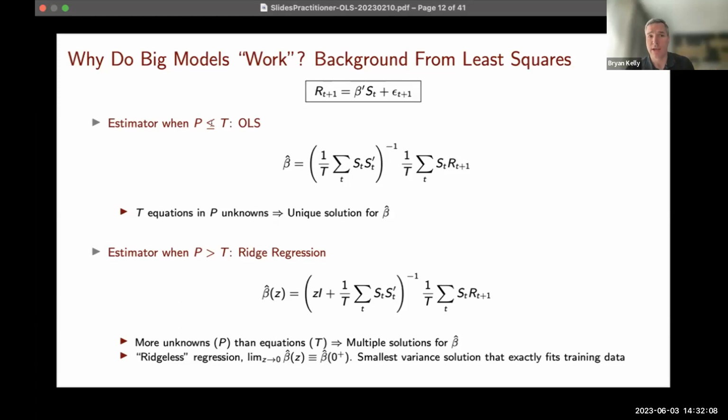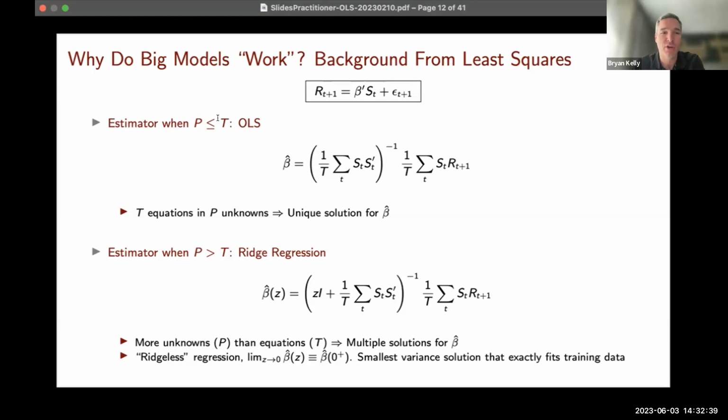In OLS, right, if we think of P being less than T, the fact that we have more equations than unknowns means that there's a unique solution for beta. And it also means that the beta is not an exact solution to the equations. There are errors, right? So this is the case where we don't exactly fit the training data. When P is less than T, we generally don't fit the training data perfectly, right? There's some residual, and there's a unique solution for beta.